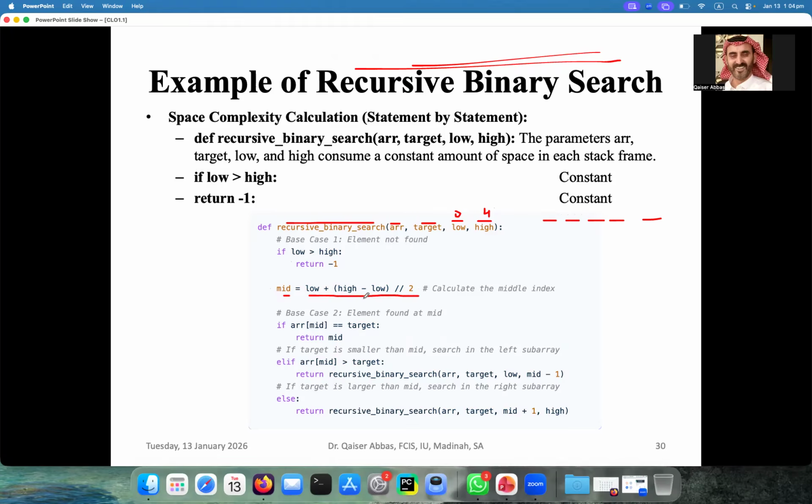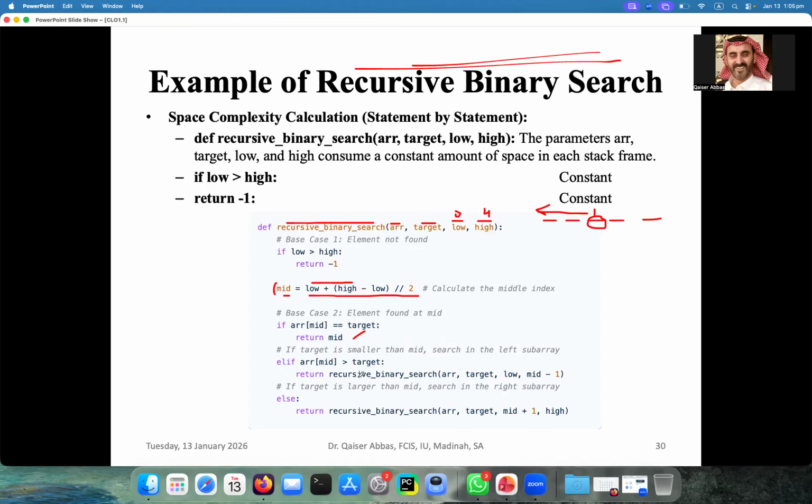Then you will come here and mid is equal to low plus (high minus low) divided by 2. You can calculate it like that, or you can do low plus high divided by 2. No issue. Then you have the mid position, and here you are checking if mid is equal to target, you return the location of the mid. If your mid is greater than the target, then it means our target is on this side.